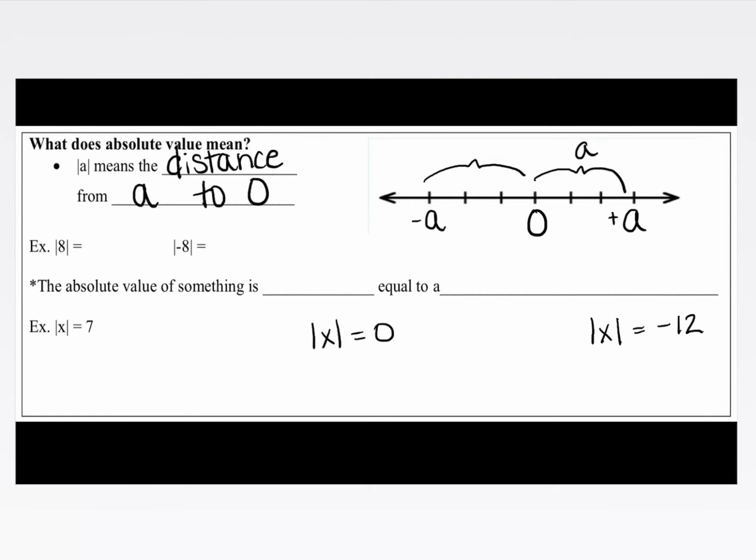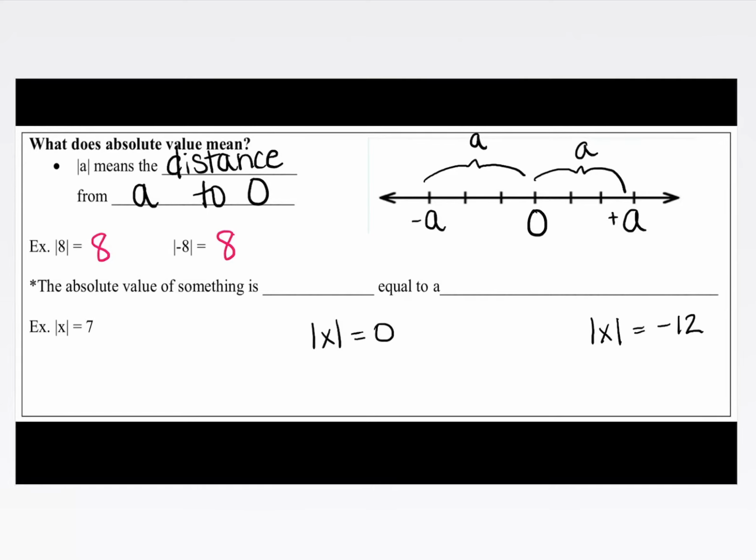What about if we were going from negative a to 0? If we were counting towards 0, we would still jump a spaces. Feel free to substitute in for a, such as positive 3 and negative 3. If we jump from 3 to 0, it takes us 3 spaces. And if we jump from negative 3 to 0, it's also 3 spaces. That being said, if we have the absolute value of 8, that's saying the distance from 8 to 0 is 8 spaces. The distance from negative 8 to 0, or the absolute value of negative 8, is also positive 8.